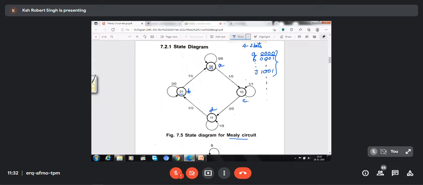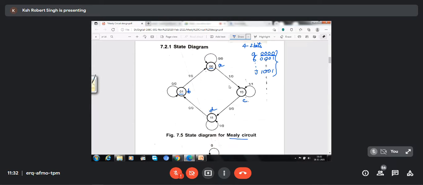How many binary numbers are required depends on how many number of states you have. If I have 10 numbers of state in my diagram, I cannot represent every state by just 2 bits. It is quite obvious, very easy. We can understand it. Now, what is the meaning of this diagram?